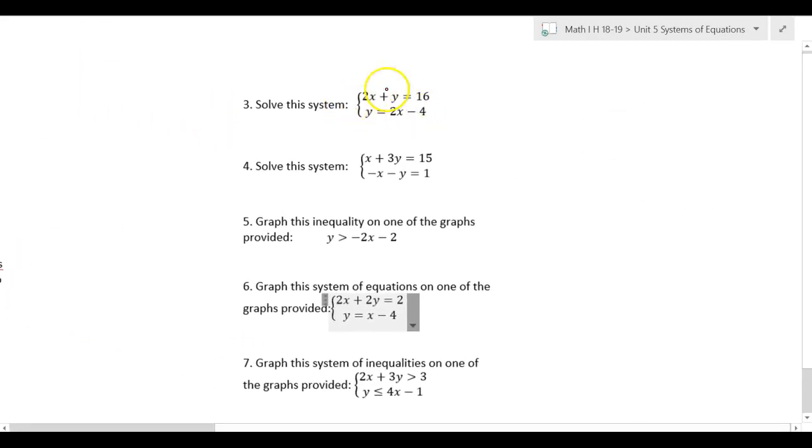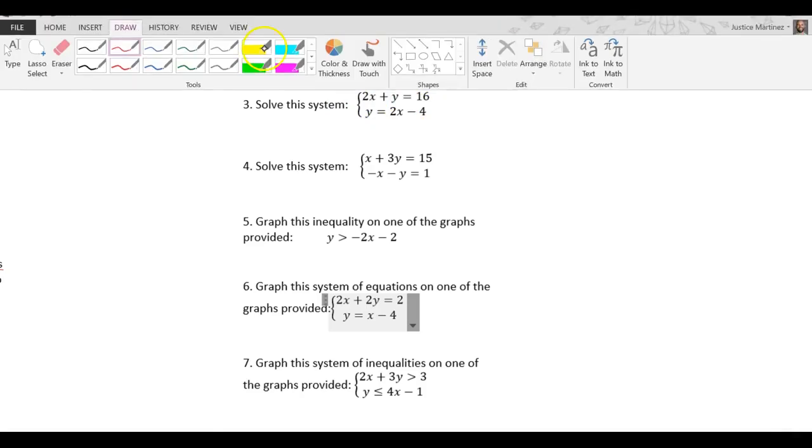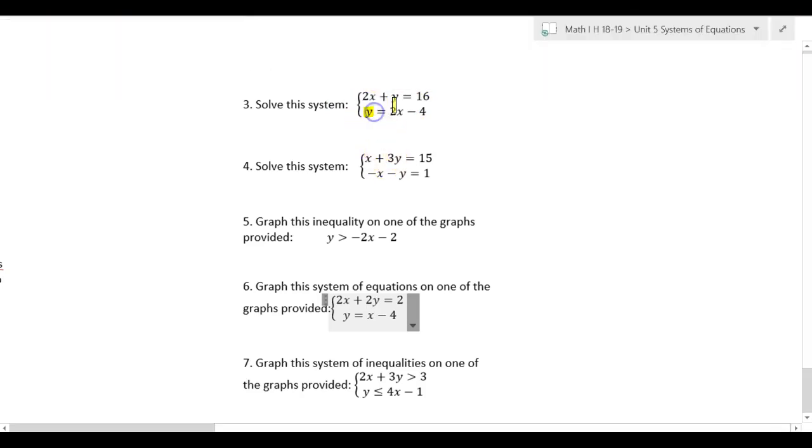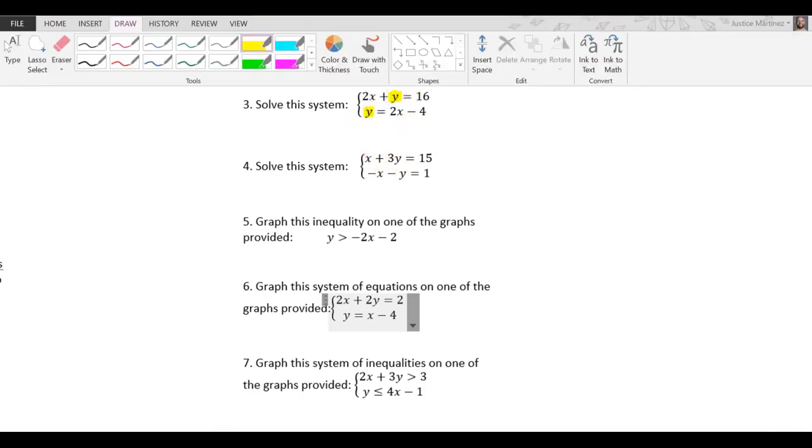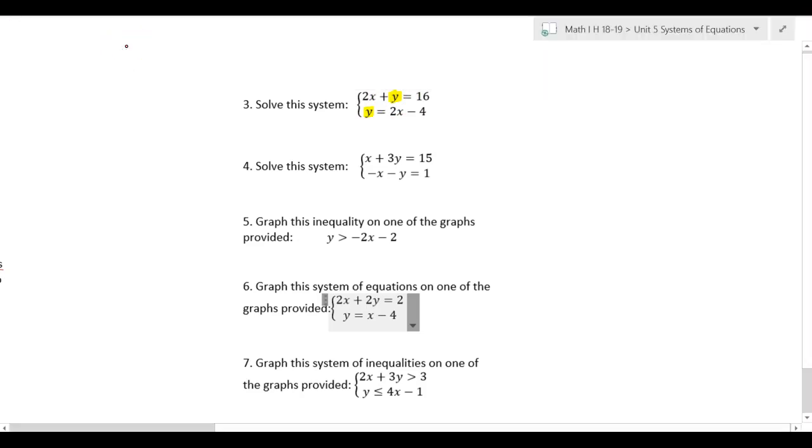So looking here, when I see this, I personally see that we have an isolated variable. So I'm going to use substitution. You could eliminate, but it would be way more difficult in this case. So we're going to substitute. So I say, great, 2x plus, well, I know what y is, and I'm going to input that here. Y is 2x minus 4. All of that equals 16.